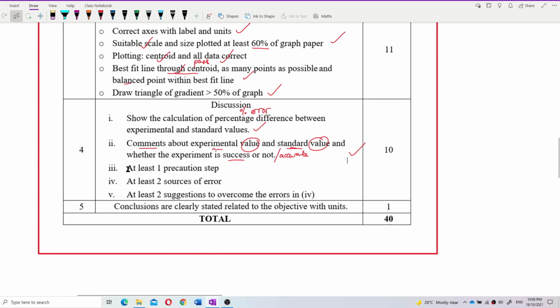How about the precaution? At least 1 precaution, 2 errors, and 2 suggestions to overcome them. You can give more than that. If you give more, I will just choose the correct ones. If at least 1 is correct for the precaution, you get full marks. For the errors, if you get 2 correct, you get 2 marks. For the suggestions, if you get 2 correct, you also get 2 marks. You can write 2, 3, 3, or just 1, 2, 2. You can write more than this.